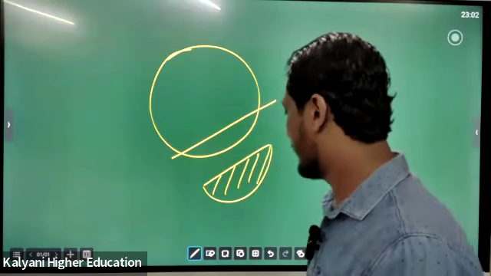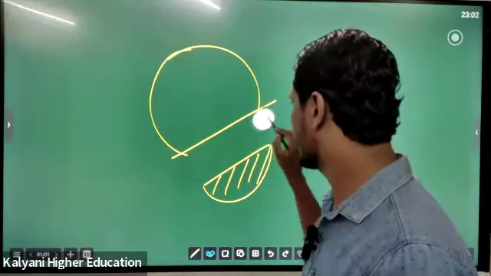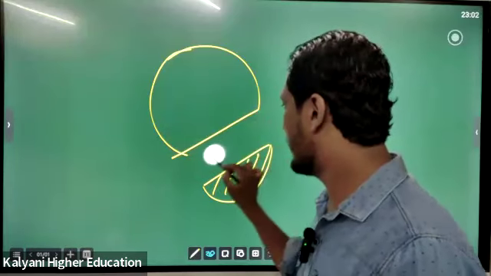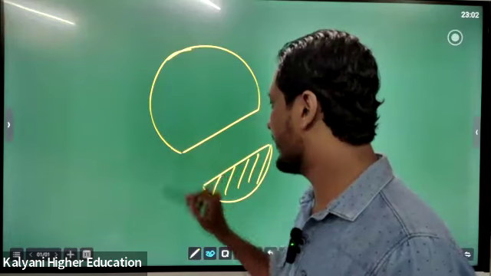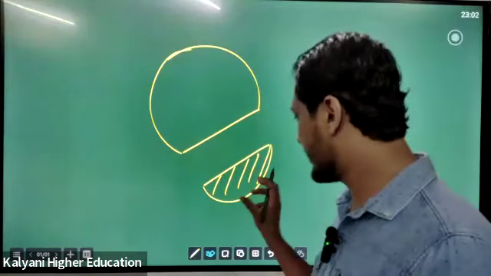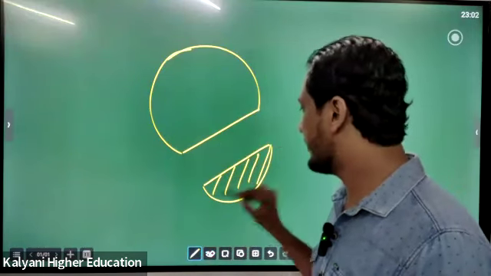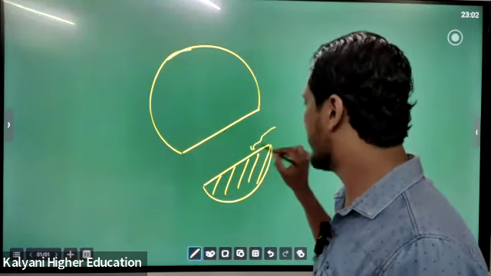What is the name of this piece? Segment. I remove this part now, so we call it a segment. How did the segment come? Segment means it's bounded with what? A chord and an arc. Very good.